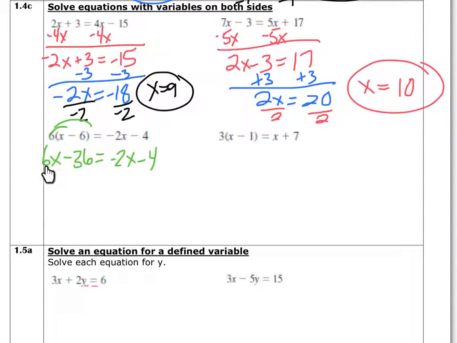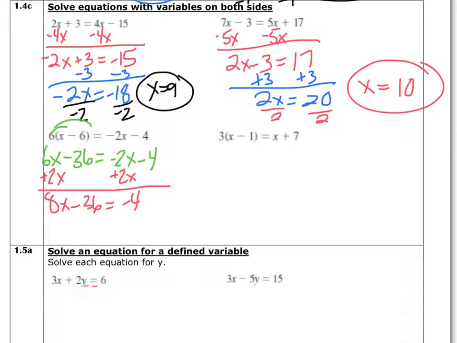Now again, I have a 6x here and a minus 2x. I'm going to bring the minus 2x over. To back out a minus 2x, I'm going to add 2x to both sides. And then that's going to give us an 8x over here. Minus 36 equals a negative 4. Don't forget the number here does own the sign in front of it, so don't miss the negative 4.